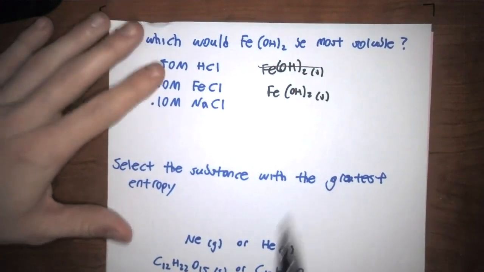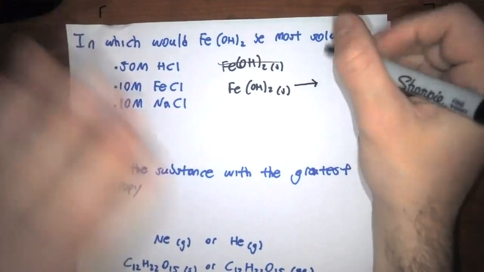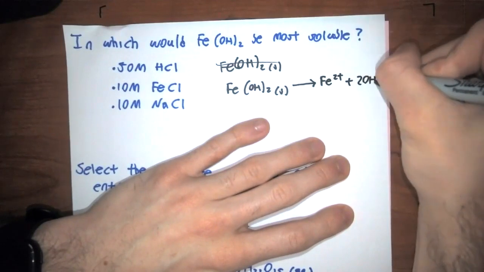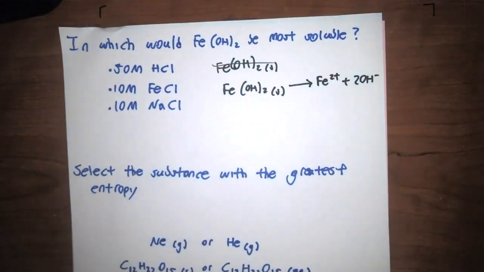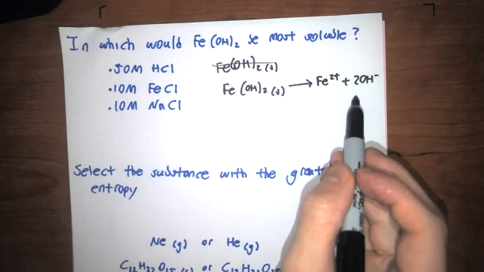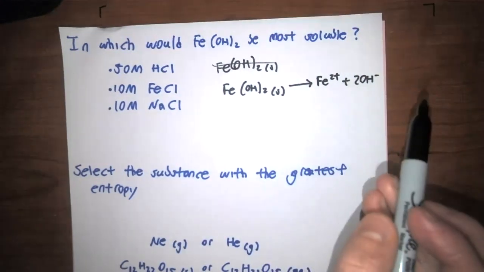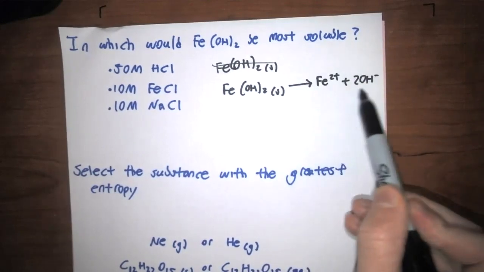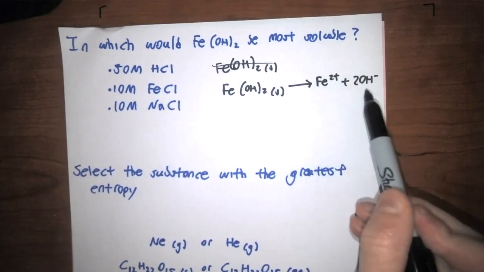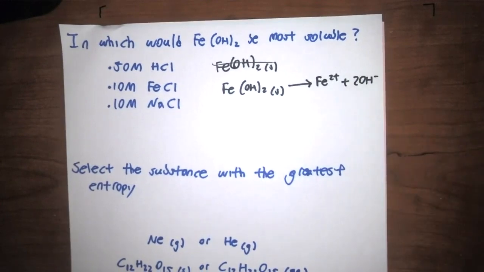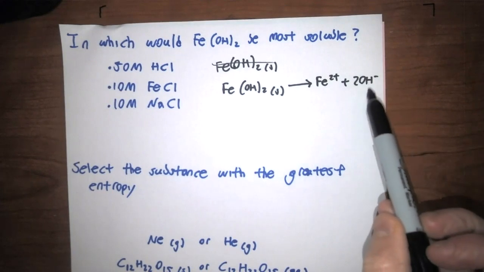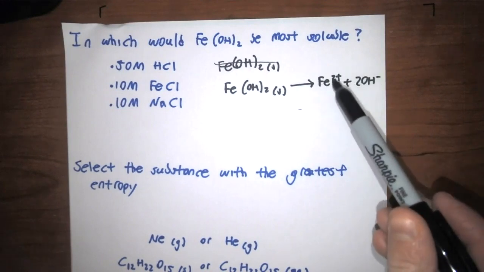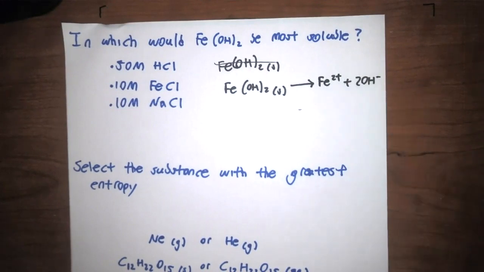Which one is it most soluble in? Well, if it's a solid, it's going to break up into Fe2+ and 2 OH-, both aqueous. The solid breaks into its ions. So if we want this to be the most soluble, we want a solution that favors reaction with these. Well, we look back at acid-base chemistry, we notice we have two OH minuses. We have Fe2+, obviously, that's the metal ion. We're not worried too much about the metal ion here. We're more about the OH minus.